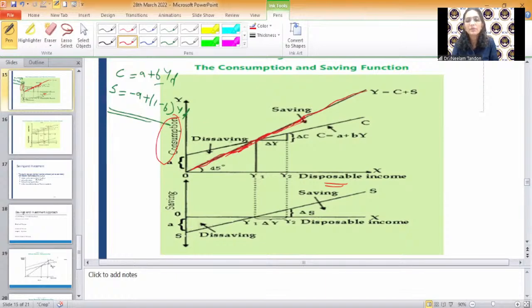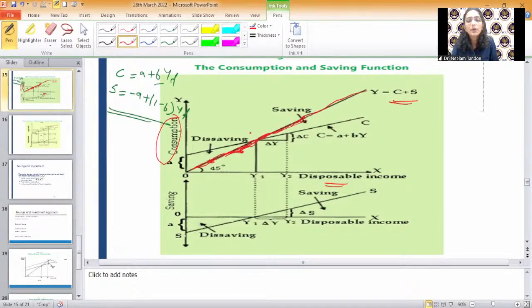That means this 45-degree line is dividing it into two equal halves. At any point on this line, consumption should be equal to disposable income. That means zero savings, isn't it? If you are on this line all throughout, zero savings. So income is equal to consumption plus savings. If you spend the entire income on consumption, savings will be zero.